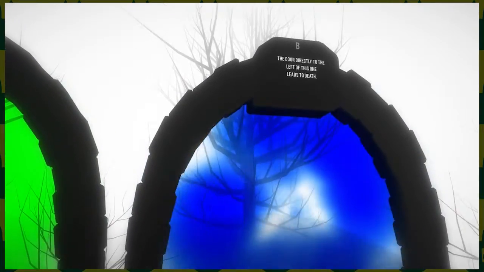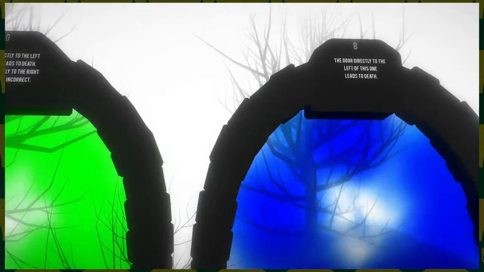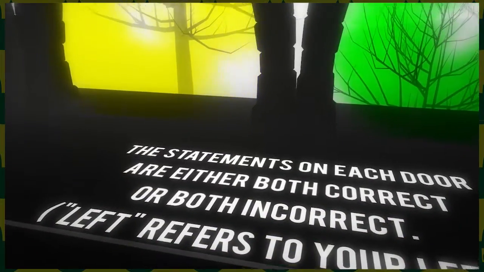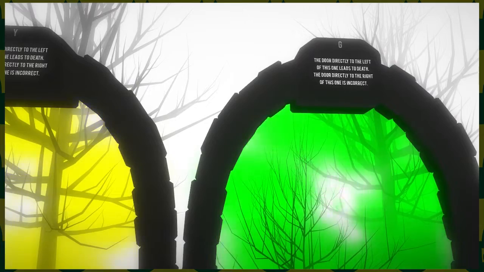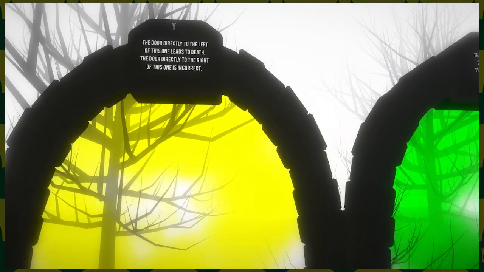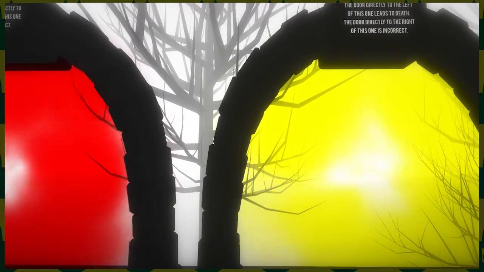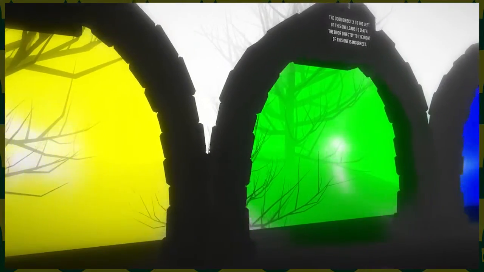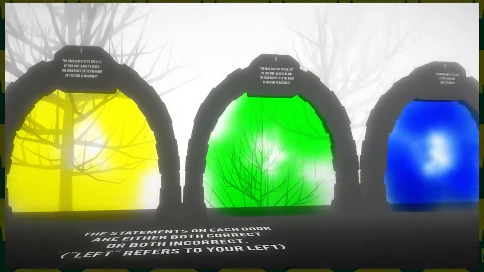Okay, the one that is incorrect and says the other one leads to bacon is correct? Correct? That means you would lead to bacon. Correct? Correct? Oh, my brain hurts. I'm gonna run into the blue one. I'm gonna die. I died.